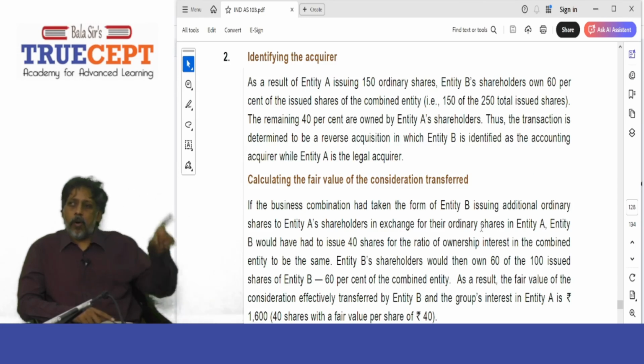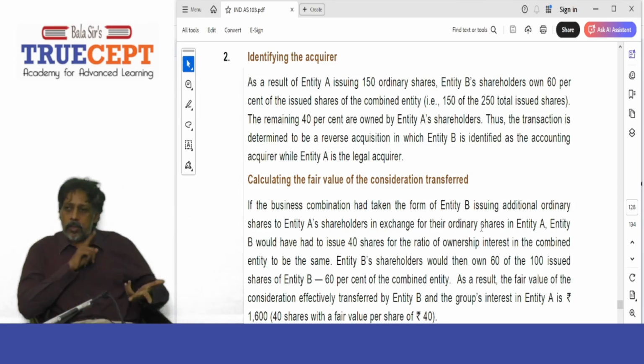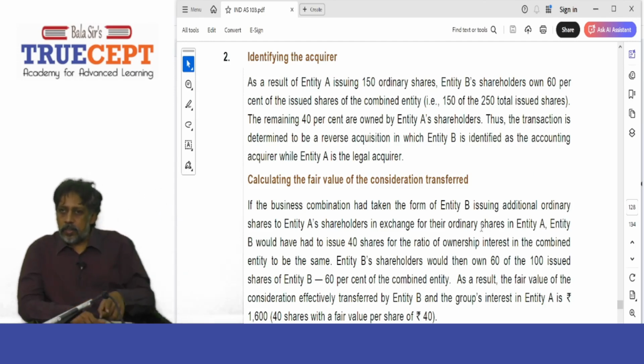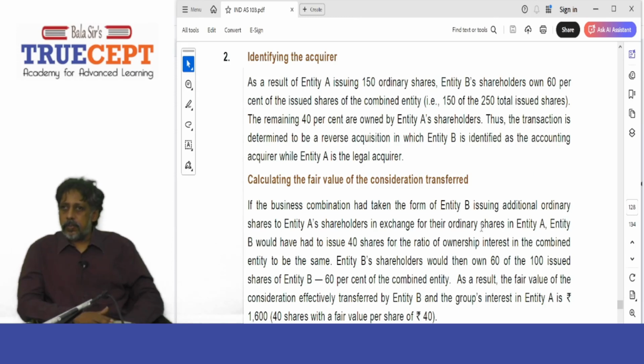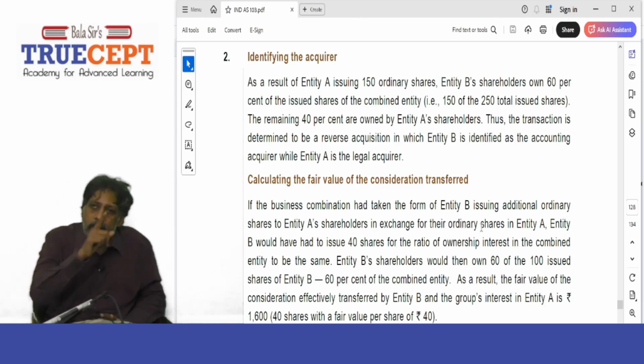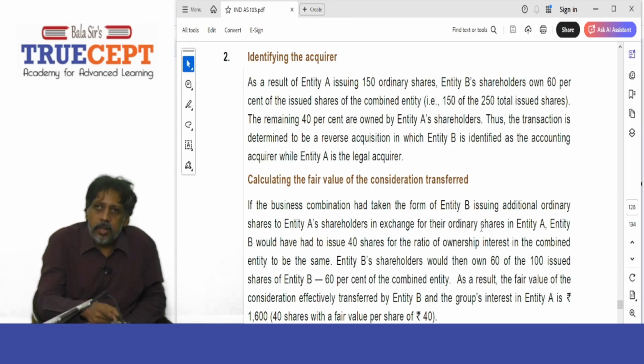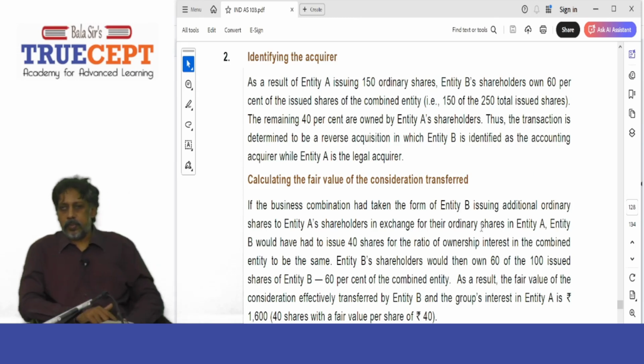You are supposed to pay my shareholders at least 1,600, and your shares are worth how much? 40 rupees each. So what is 1,600 by 40 rupees per share? You got to issue at least 40 shares in my company to my company shareholders. You got to issue 40 shares in B to my shareholders. I'll go slow, okay?